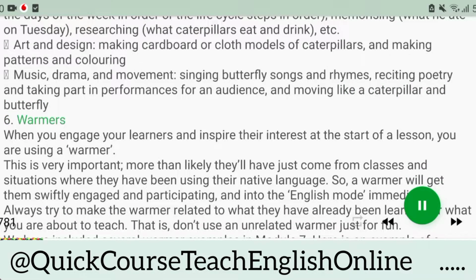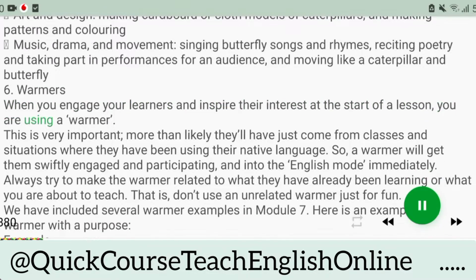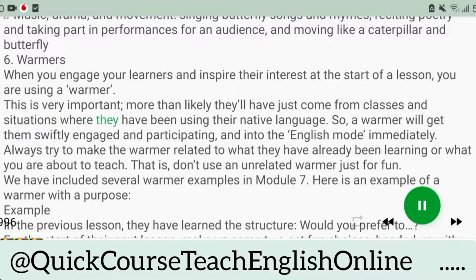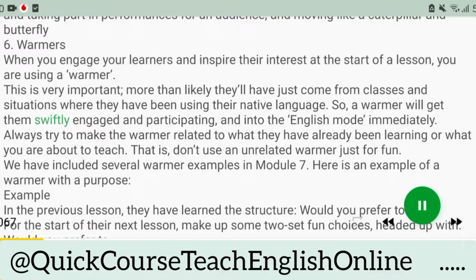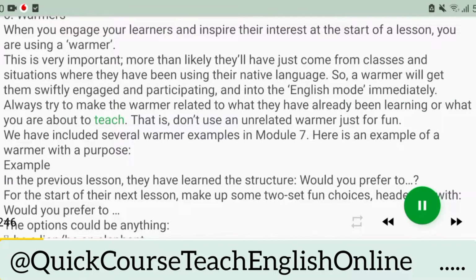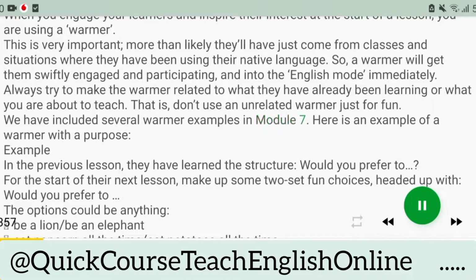6. Warmers. When you engage your learners and inspire their interest at the start of a lesson, you are using a warmer. This is very important. More than likely they'll have just come from classes and situations where they have been using their native language. So, a warmer will get them swiftly engaged and participating, and into the English mode, immediately. Always try to make the warmer related to what they have already been learning or what you are about to teach. That is, don't use an unrelated warmer just for fun. We have included several warmer examples in Module 7.